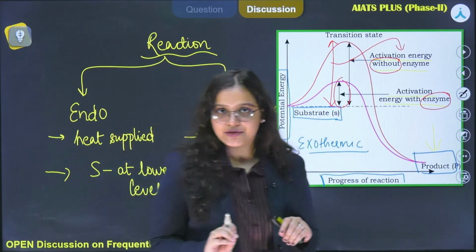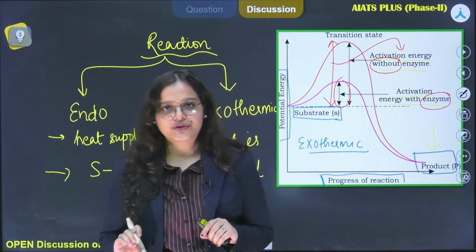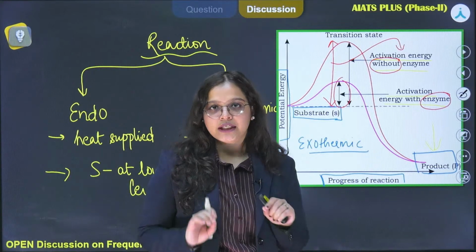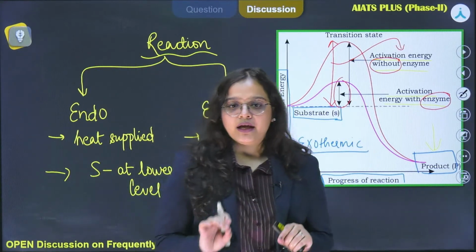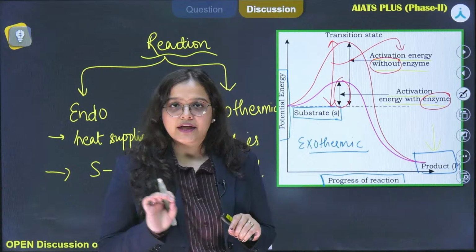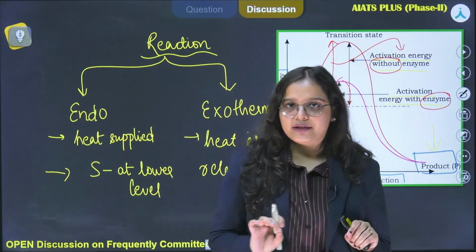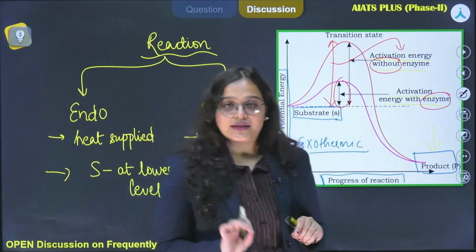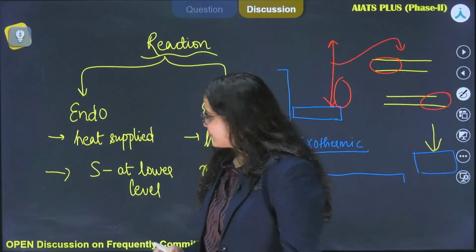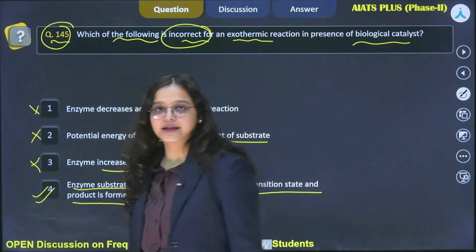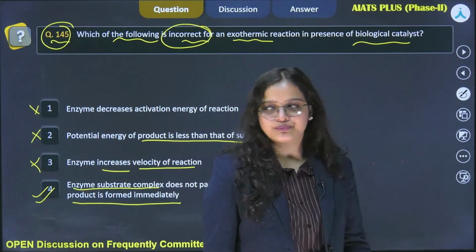but it is mandatory that during the formation of the product from the substrate, there will be formation of the transition state. There will be no reaction where there will be no formation of enzyme substrate complex, or where there will be no formation of transition state. So, the given option is incorrect and it is the answer that we are looking for in this question.